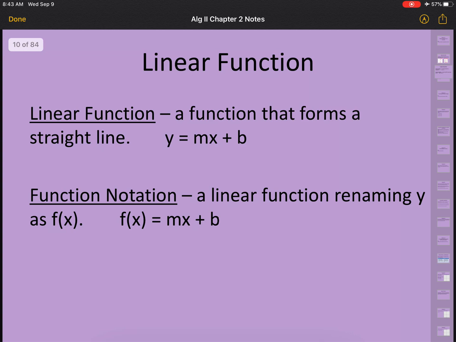A linear function is a function that forms a straight line. These only have one x, and it's to the power of 1. The generic formula for the graph of a line is y equals mx plus b, where m is the slope and b is the y-intercept.